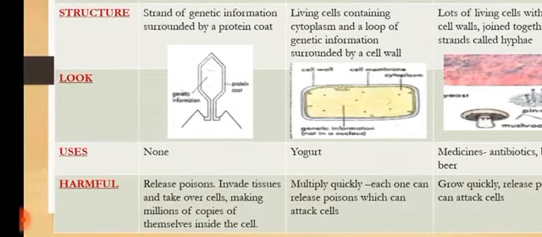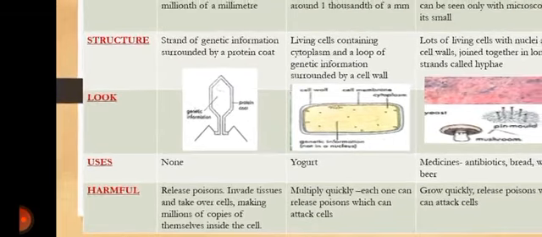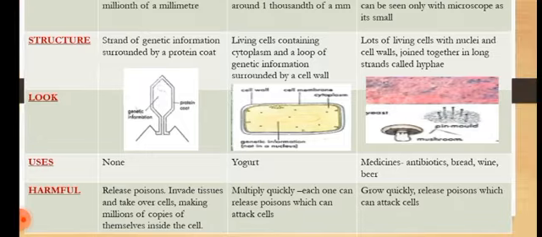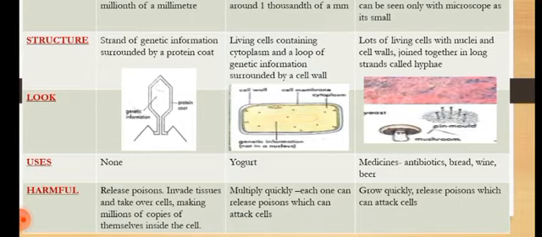Now, going to the harmfulness, all the disadvantages. Basically, if we look at the common point, then all release poisons. They invade tissues and take over cells, making millions of copies of themselves inside the cell. So basically, they duplicate. They grow very fast. They reproduce themselves very fast. Going to the bacteria, they multiply quickly. Each one can release poison which can attack the cells. About the fungi, it grows quickly, release poisons which can attack cells.